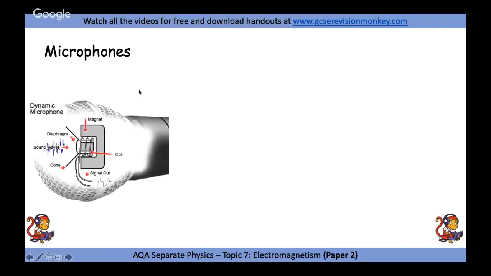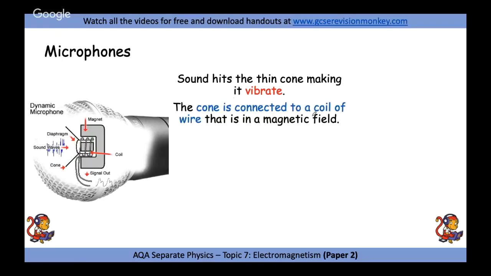So microphones, really it's the same story as speakers, just in reverse. So instead of having an AC input and it producing kinetic energy as the sound wave, making the cone move, this time it's going to be sound waves that make the cone move, that ends up giving out an electrical signal. So sound hits the thin cone, making it vibrate. So those areas of compression and rarefaction in the sound wave. The cone is connected to a coil of wire, so just a normal copper wire, that is inside a magnet, so in a magnetic field. So the cone moves the coil of wire when sound waves hit it.